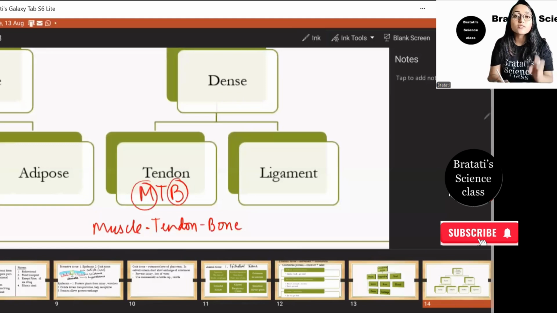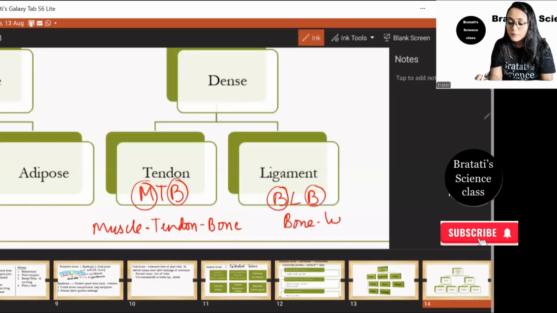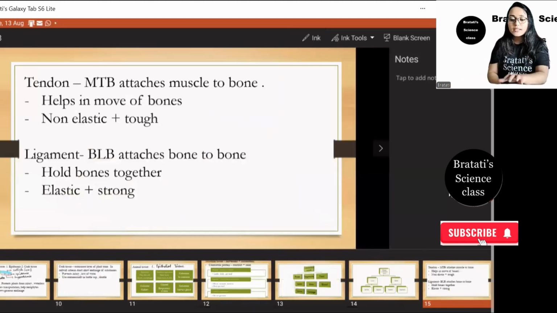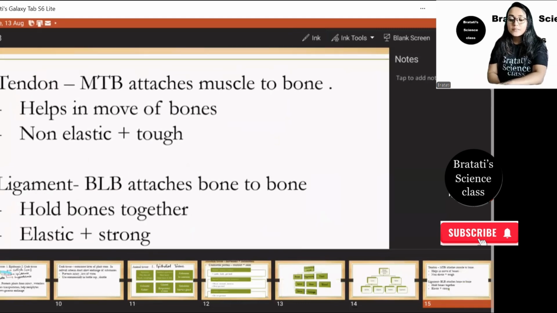Ligament attaches two bones together. So this can be BLB, bone, ligament, bone. These mnemonics can help you to understand and remember for a long time. Now the 1 mark question comes: what is the difference between tendon and ligament? Or write a definition of tendon and ligament. So let's see the tendon, MTB, that is muscle to bone.